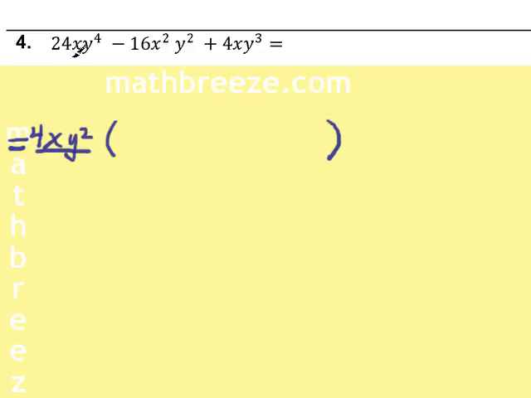All right, 24, we pull out factor 4, we're left with factor 6. X is out. Y to the 4th, we pulled out y squared, we're left with y squared. All right, 16, we pulled out factor 4, we're left with factor 4. X squared, we pulled out x, we're left with x. Y squared, we pulled out y squared. Okay, 4 is out, x is out. Y cubed, we pulled out y squared, we're left with y.